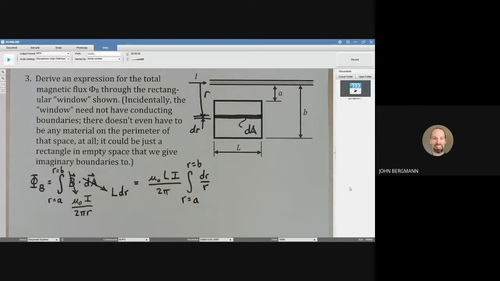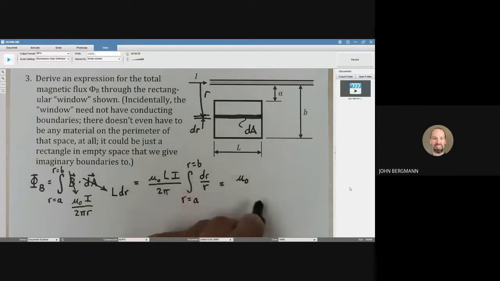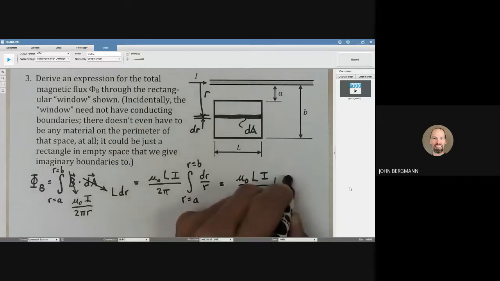And when we integrate that, that's going to give us the log, isn't it? A natural log. So I think the final answer that we're going to want here looks like this: mu naught times L times I divided by 2 pi times the natural log of b over a.